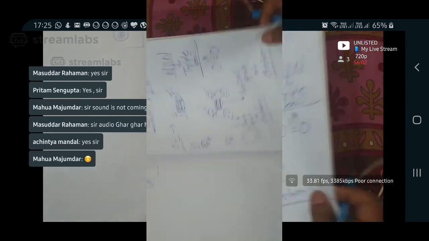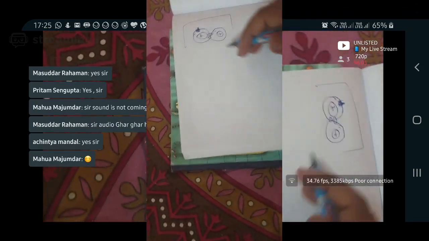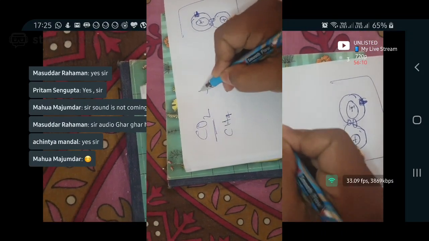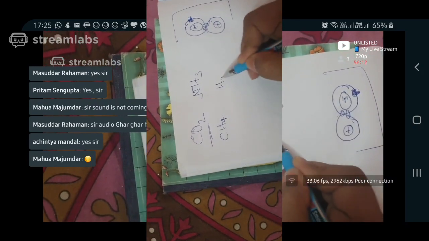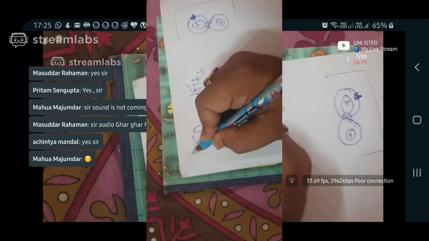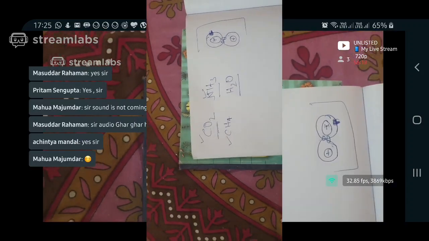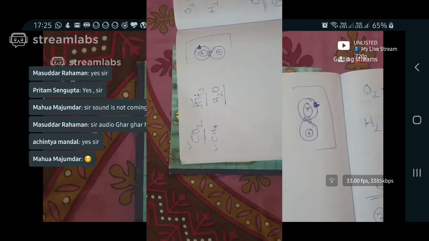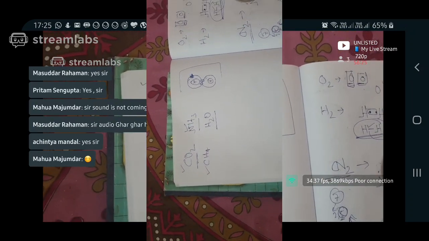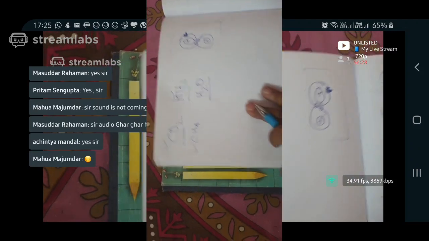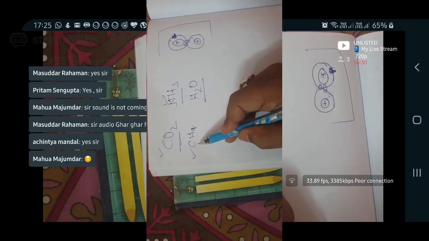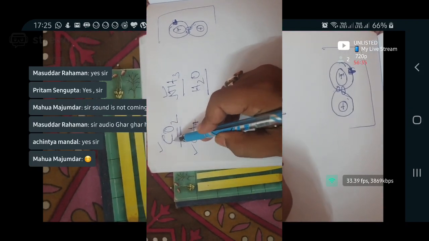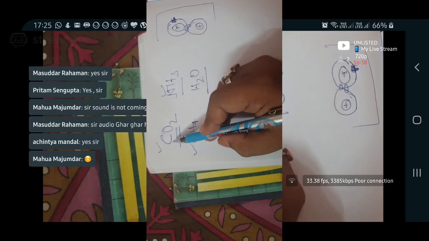Now moving ahead, let us try to understand the structure of CO2 or CH4 or NH3 or H2O. When you try to do the structure of these, always remember that in the compound, the element which is in less number is the central atom.